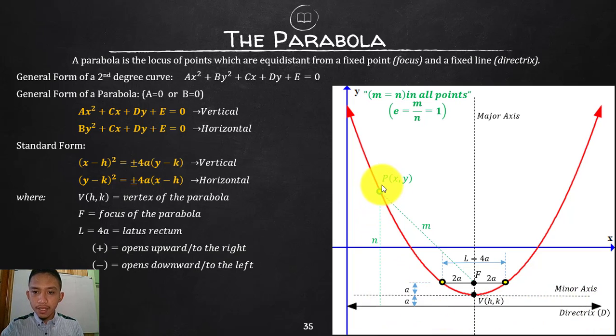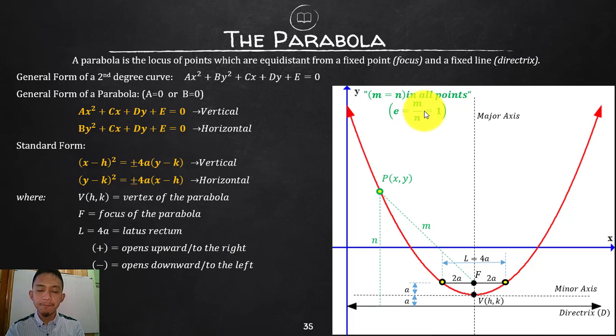If I consider any point on this curve, this parabola, and get the distance to the line, which is of course the shortest, the perpendicular distance, and the distance to the focus, and get the ratio, let's say m over n, since they are always equidistant according to the description of a parabola, they are always equal. So the eccentricity of a parabola equals 1.